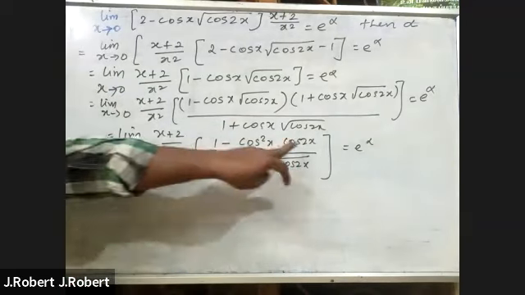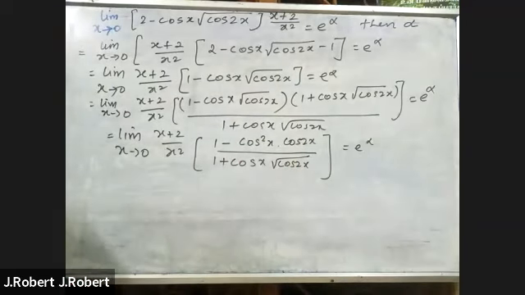Now this cos 2x has a formula in terms of, sorry, sin squared x. I can write this as 1 minus 2 sin squared x. Isn't it? 1 minus 2 sin squared x.